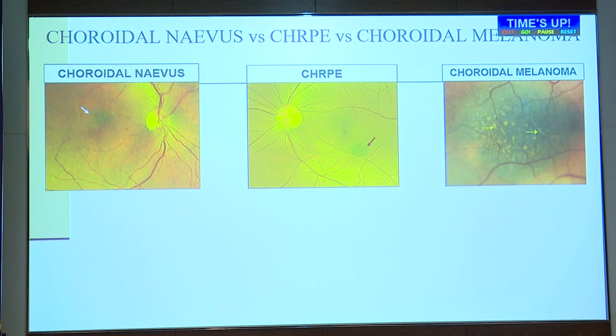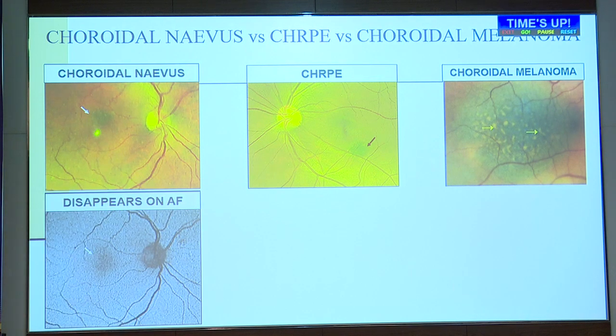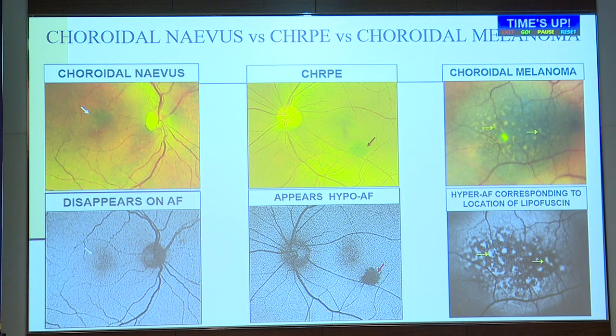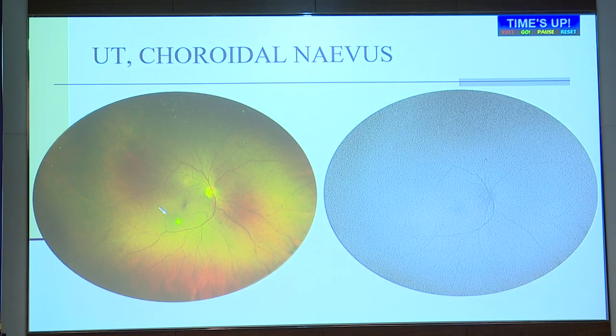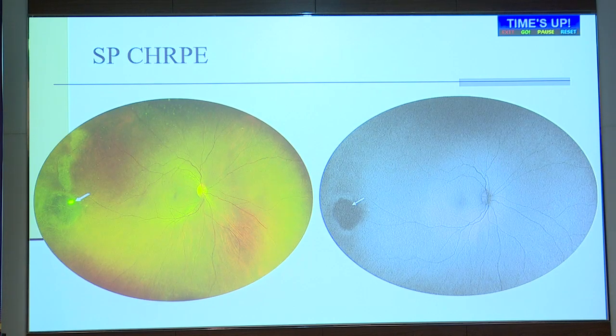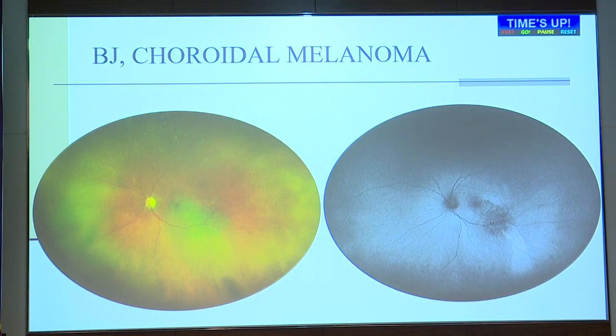So another important indication is, when you see a pigmented lesion like this, is it a choroidal nevus, is it a CHRPE, or is it sometimes a melanoma? So the choroidal nevus disappears on AF, whereas CHRPE appears hypoautofluorescent. So you can give a definite diagnosis to the patient. And a choroidal melanoma has this kind of granular hyperautofluorescence. So the nevus here disappears on AF. This is CHRPE which remains hypoautofluorescent. This is a choroidal melanoma, probably. It's still sent for investigation. You can see this hyperautofluorescence here.